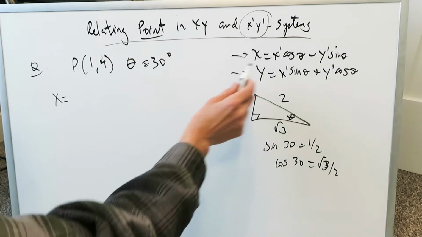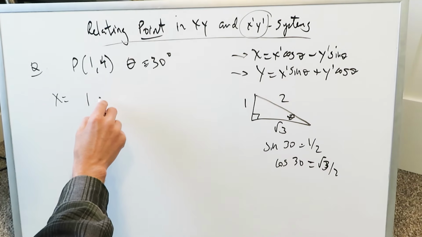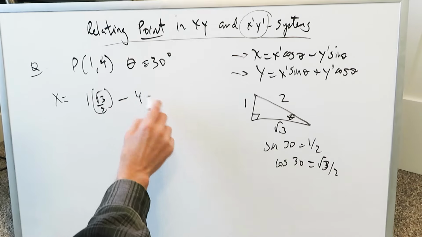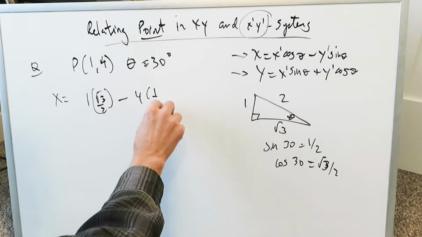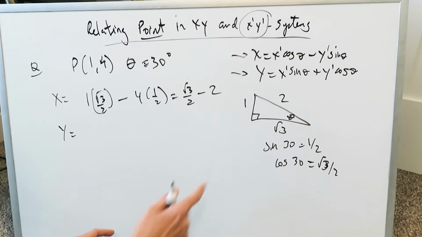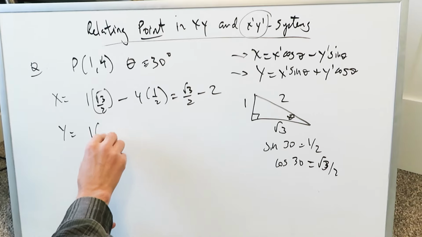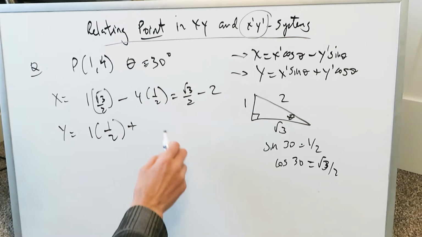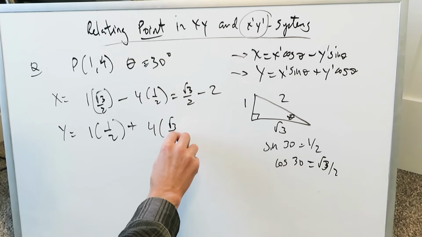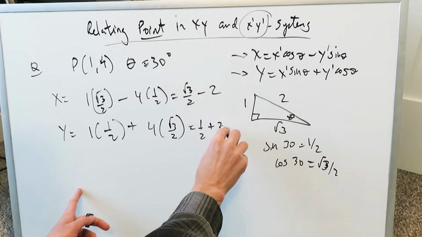So let's do it. We have x prime cosine theta minus y prime sine theta. For your x, you'll have a 1 times cosine theta, here's a root 3 over 2, minus you have a 4 over here, sine 30 is a 1 over 2 for your y. Now let's look at this y value over here. You have x prime sine theta plus y prime cosine theta, so let's do it. We have 1, sine theta is a 1 over 2, plus y prime, which is over here your 4 times cosine theta, root 3 over 2, which is cosine of 30 degrees. When you open this up, you have 1 over 2 plus 2 root 3.